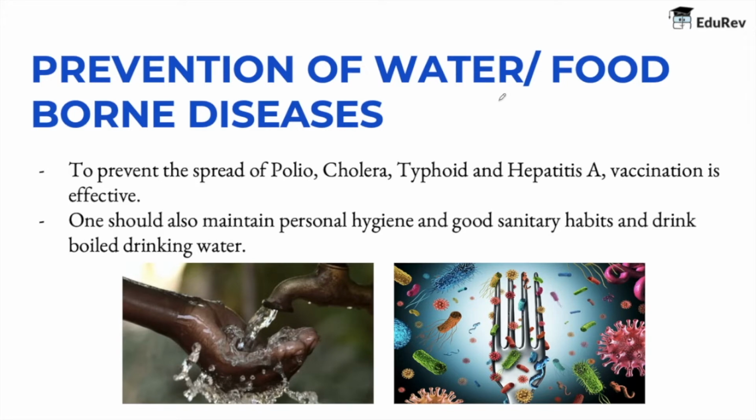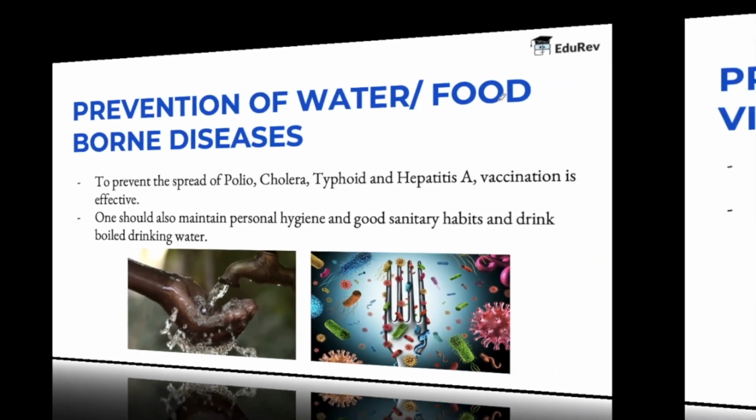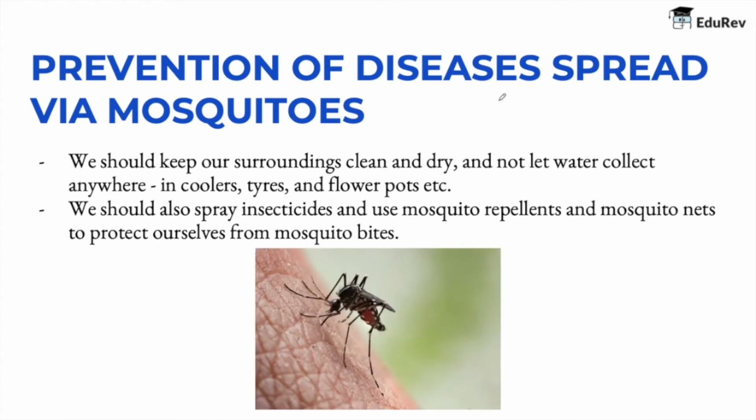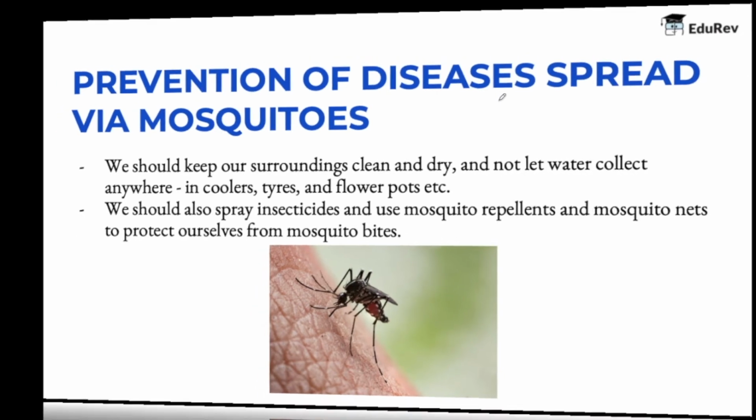Now let's see how we can prevent diseases that spread through mosquitoes. We can stop the spread of diseases caused by mosquitoes such as malaria and dengue by not allowing the mosquitoes to breed. We should keep our surroundings clean and dry and not let water collect anywhere in coolers, tires and flower pots, etc. We should also spray insecticides and use mosquito repellents and mosquito nets to protect ourselves from mosquito bites.